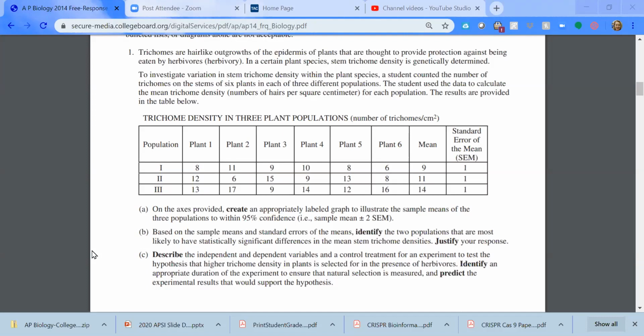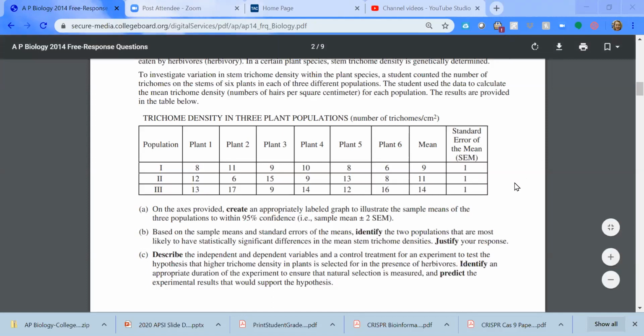if over time the plants that grew in the presence of herbivores had a higher trichome density, that would support the hypothesis. Anyway, so that's a question that uses standard error of the mean and 95% confidence intervals.